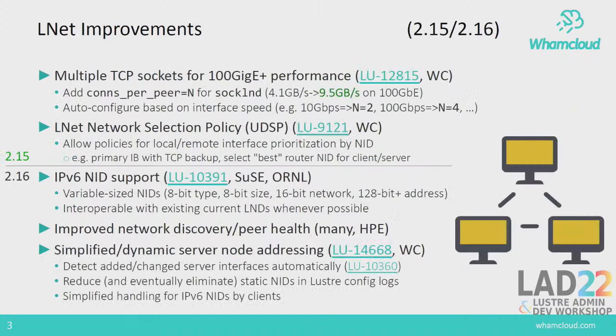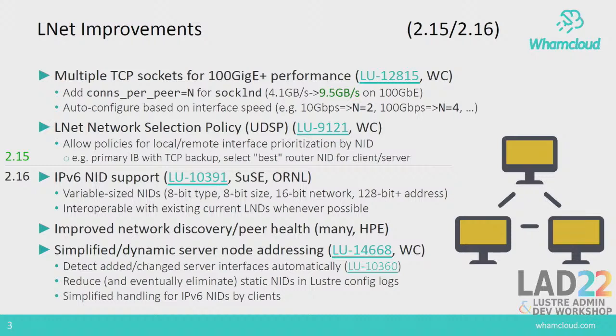So on the LNet side, in 2.15, one of the features that landed that was quite interesting, worth mentioning here, is multiple connections, multiple TCP sockets for Ethernet. And so we found with high-speed Ethernet, 100 gigabit and faster, that we weren't able to saturate the network links with just one connection, and that's because of the high CPU usage for TCP connections. And so by having multiple connections per peer, we can have the connections working on different CPU cores, and that's significantly improved the throughput on TCP connections from a single client.